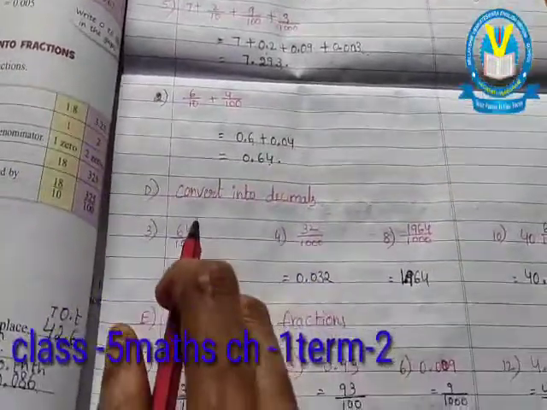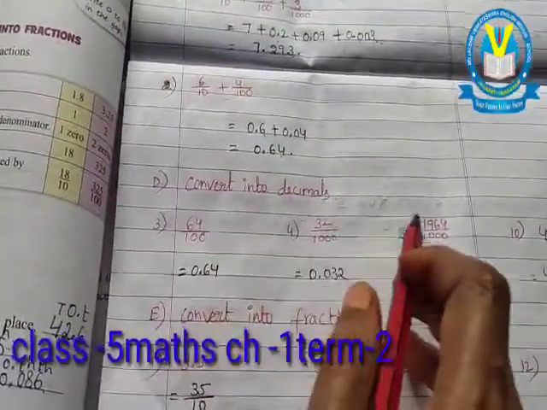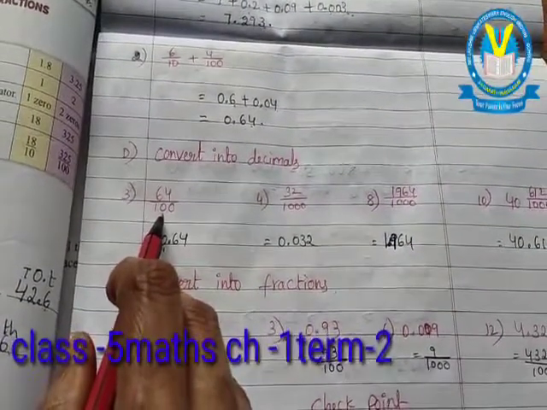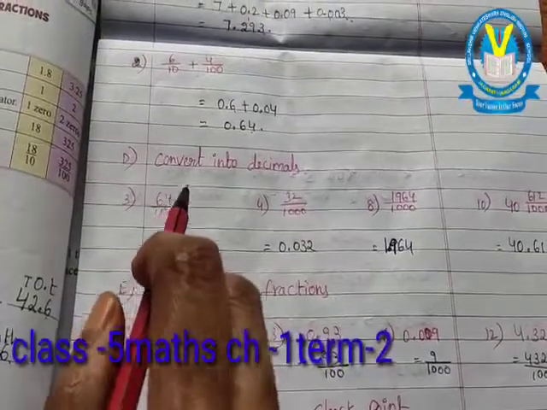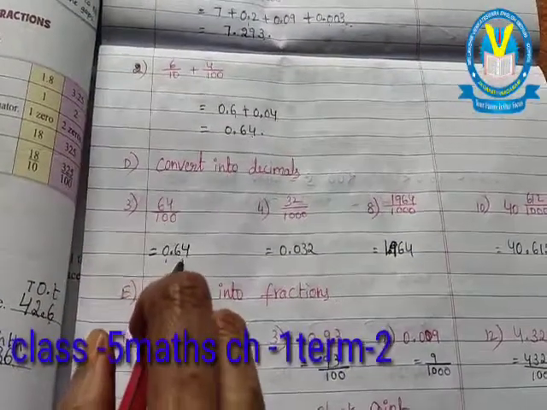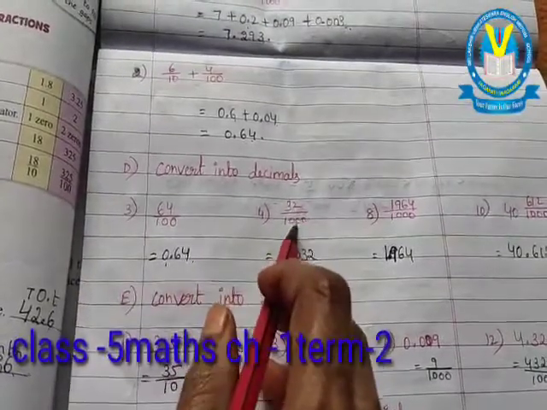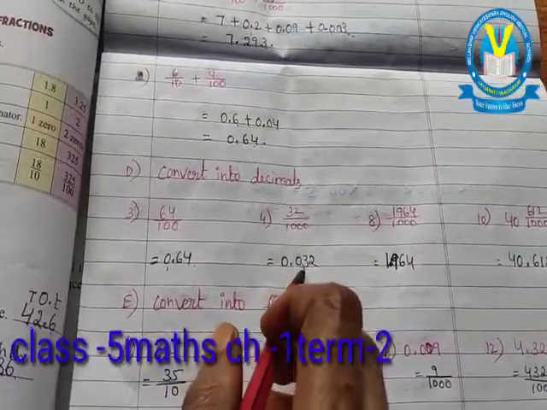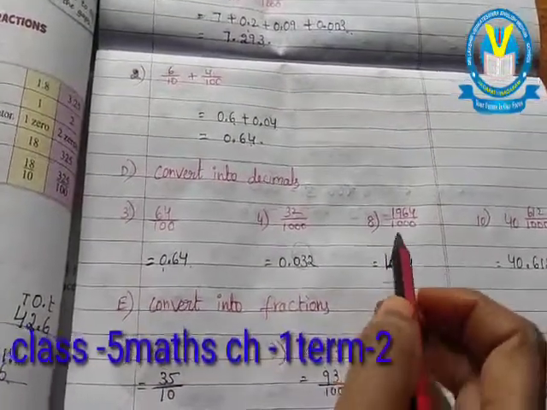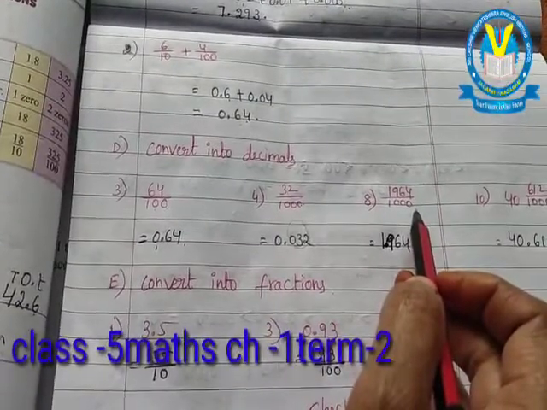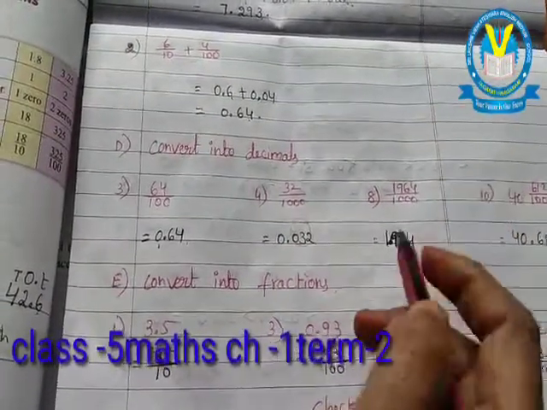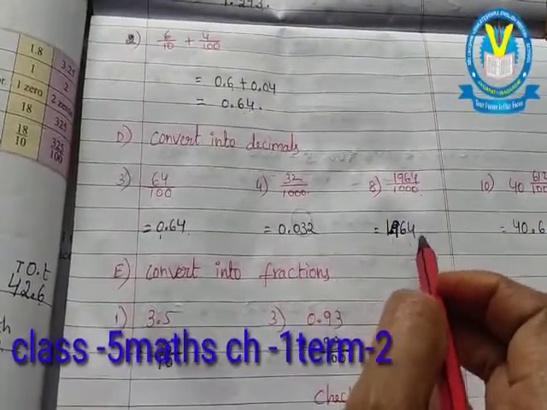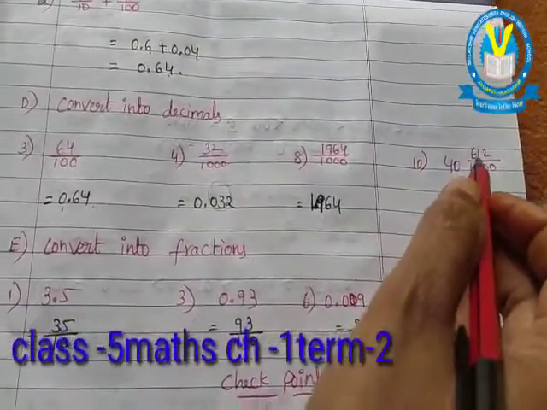Next, go to the D Roman. Convert into decimals. Some fractions are given; you have to write them as decimal numbers. Very easy, no? 64: you have 2 zeros in the denominator, so 64 is in the hundredths place: 0.64. Thousandths: here 32 is in the thousandths place, so you have to write 3 decimal places: 0.032. Here 3 zeros already, so how many decimal places do you have? 3 decimal places. So 1.964. The numerator extends to 3 decimal places. Okay, next 40 and 612 by 1000.